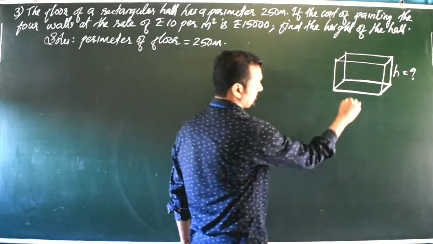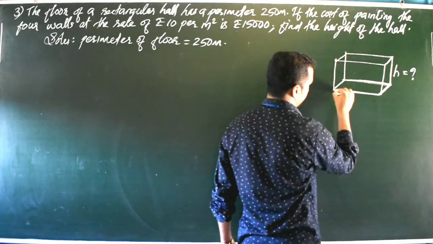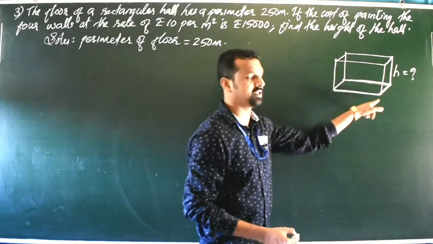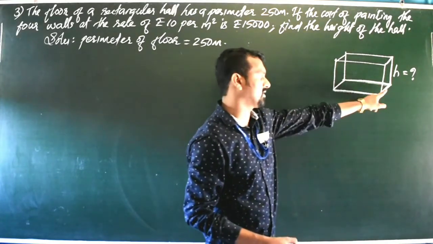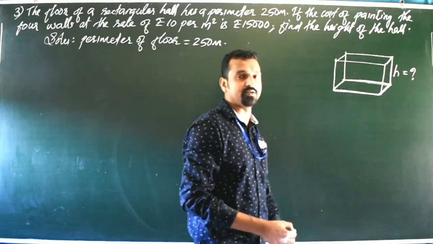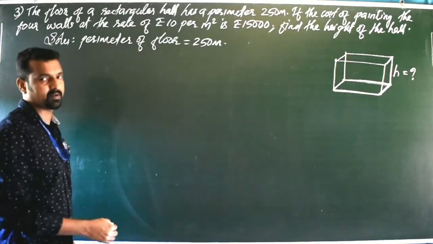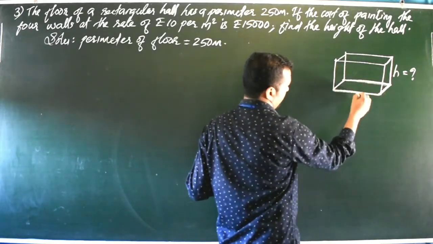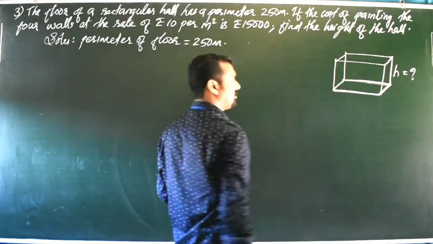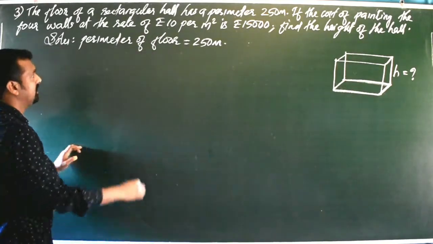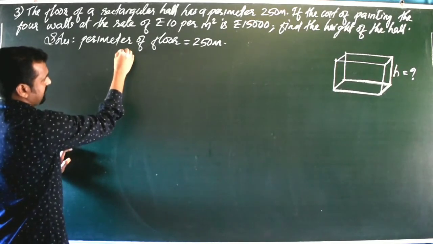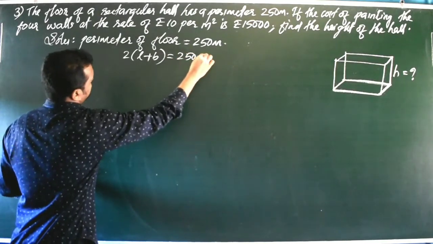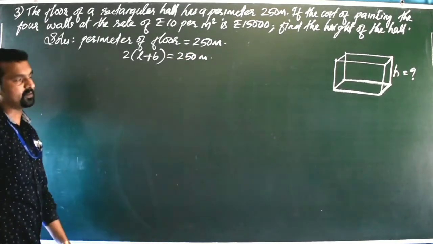Now you see this floor is in the shape of a rectangle. Then what is the formula for the perimeter of a rectangle? That is the length of the boundary of that rectangle: length plus breadth plus length plus breadth. L plus L is 2L, B plus B is 2B, so total it will come 2 into (L plus B). That is the perimeter of a rectangle. So perimeter of floor is equal to 250 meter means we can write 2 into (L plus B) is equal to 250 meter.